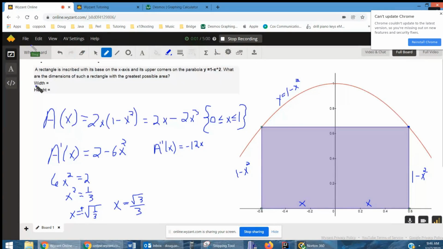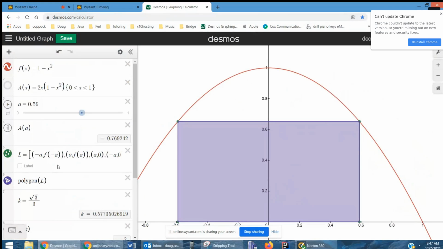Okay, before we take a look at this problem here, let's go to Desmos and see what's actually happening. This red curve is the graph of y equals 1 minus x squared. We've got this rectangle with its base along the x-axis and the upper two corners or vertices lying on that red curve.